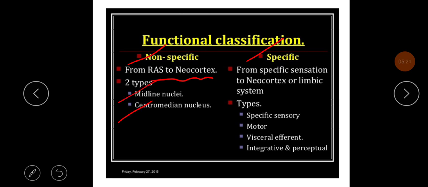Whereas for specific functions, the information comes from the specific sensation to a specific part of the neocortex and the limbic system. So there can be specific sensory functions, motor functions, visceral functions, or integrative or perceptual functions of the thalamus.